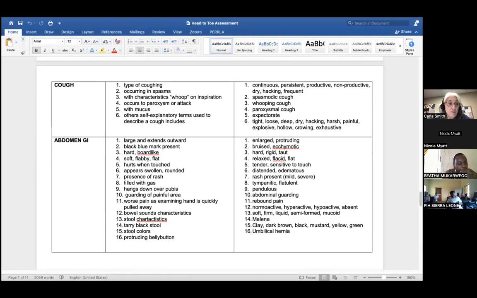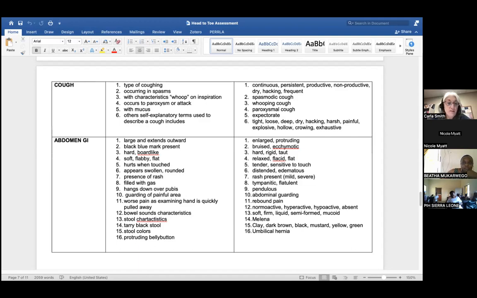Do they have flatulence? A nicer term to use than saying your patient is gassy. Are they guarding their abdomen, or is there any rebound pain or tenderness? Their bowel sounds, instead of just saying they're present, are they normoactive or hyperactive or hypoactive?